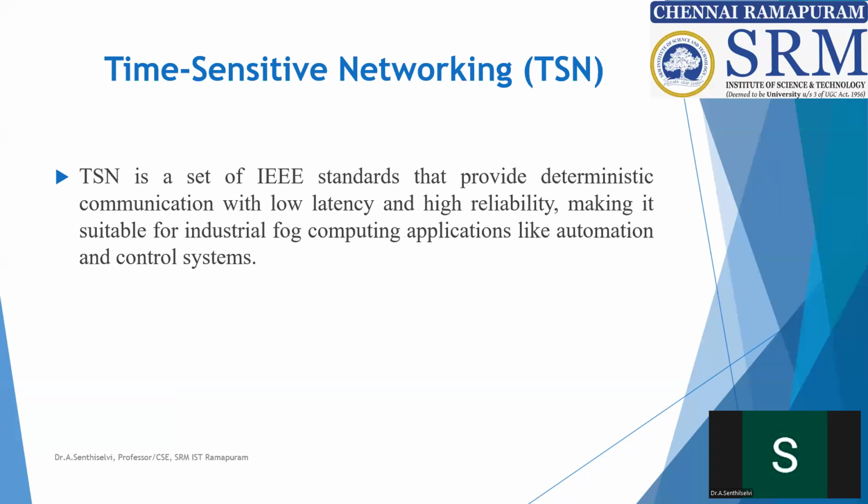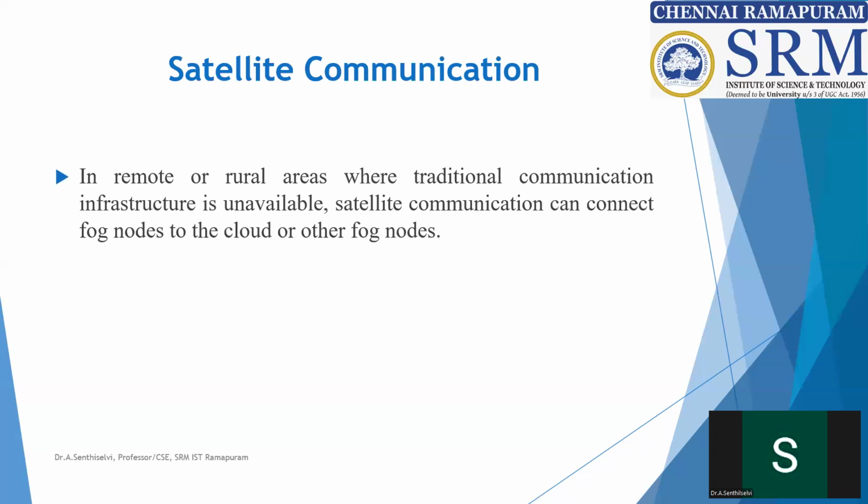Next one is satellite communication. In remote and rural areas, the traditional communications infrastructure is not available. So at that time we move to satellite communication. That communication connects fog nodes to the cloud and to other fog nodes.